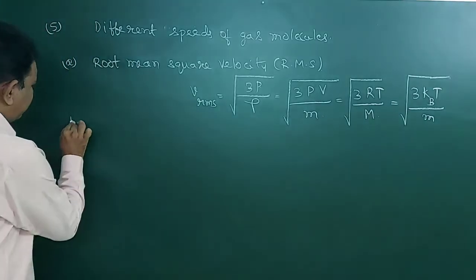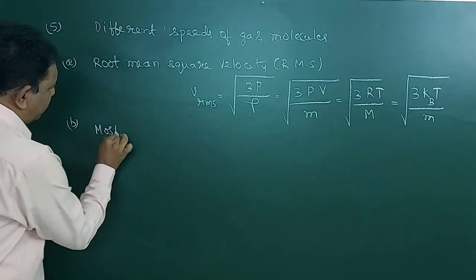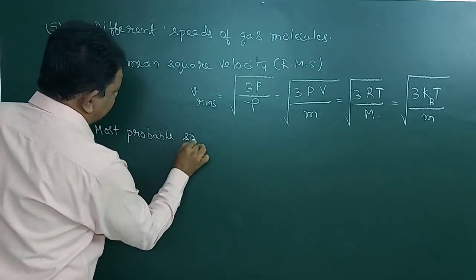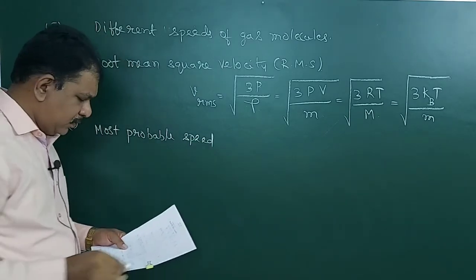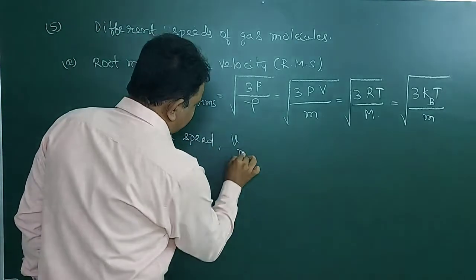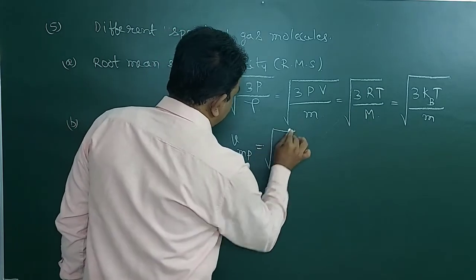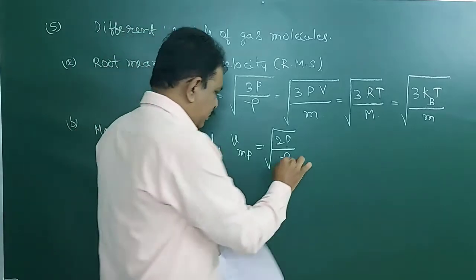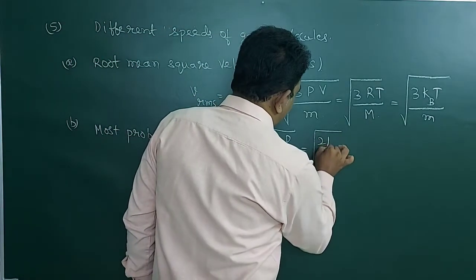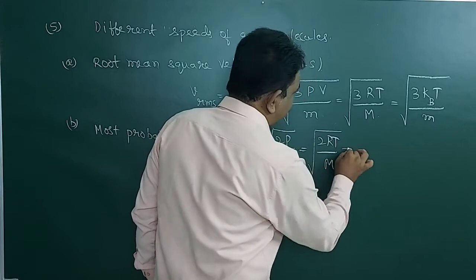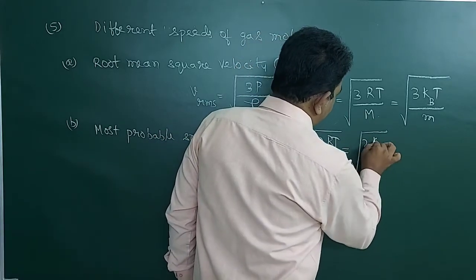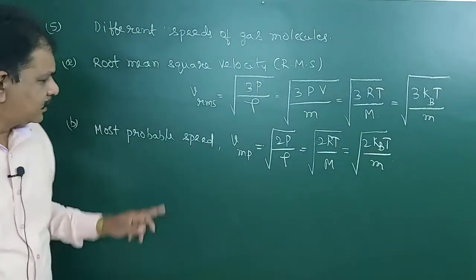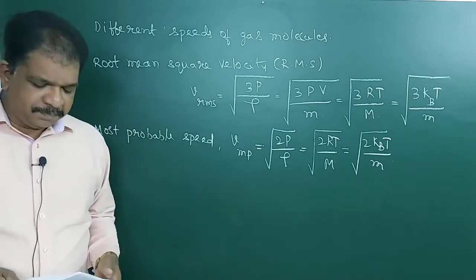Next, another one will be most probable speed. Okay, Vmp is equal to square root of 2p by rho. So this is square root of 2RT by capital M, or square root of 2kBT by small m. Most probable speed, RMS speed.